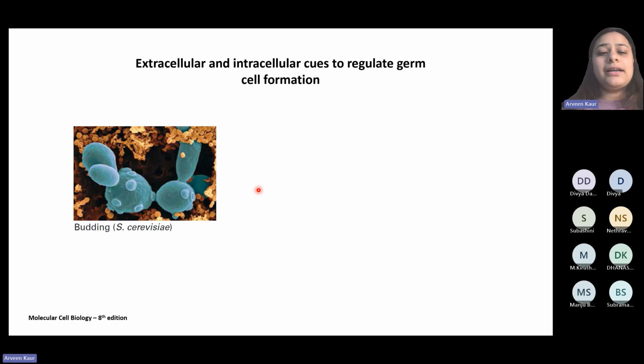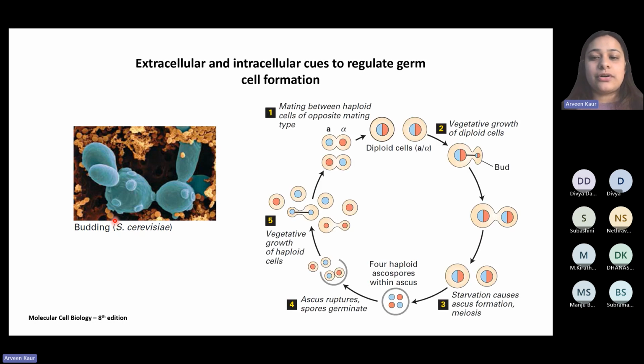Okay, but there is indeed one organism that we have discussed earlier, regarding which we do have knowledge about these cues that can actually regulate germ cell formation. Which is this animal? This is the budding yeast, right? Or Saccharomyces cerevisiae. So, as we have discussed before, this organism can undergo asexual as well as sexual reproduction, right?